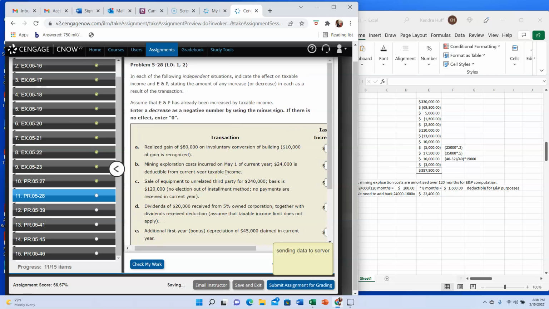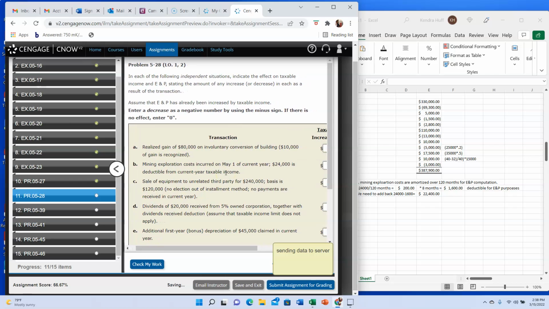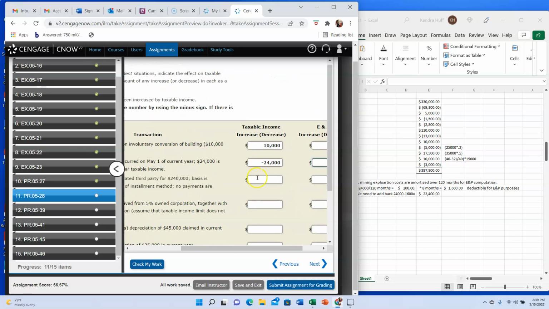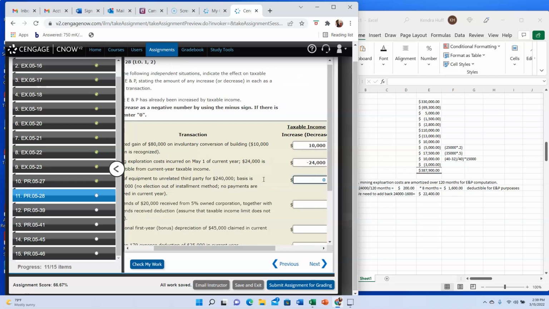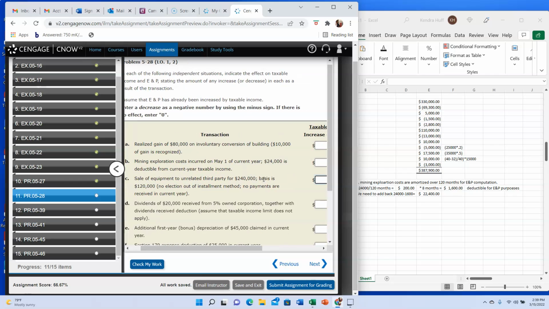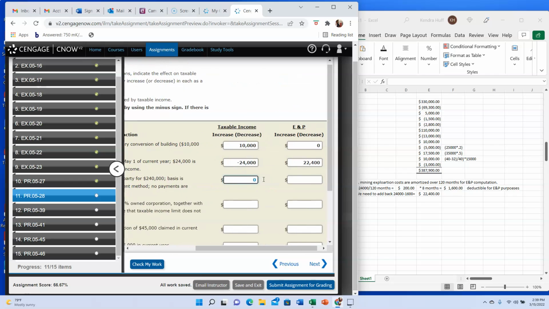All right, sale of equipment to an unrelated third party for $240,000. Basis is $120,000. No election out of installment method. So the corporation will use the installment method. No payments are received in the current year. So on a tax basis, they're not recognizing anything because they didn't get any payments. But for E&P, they're going to recognize the 120.